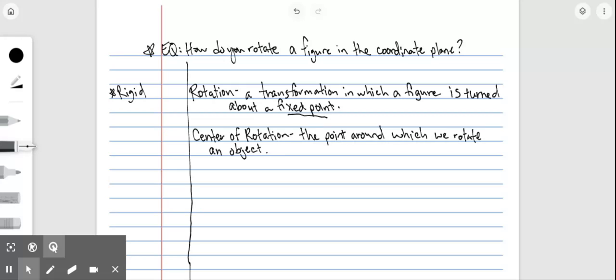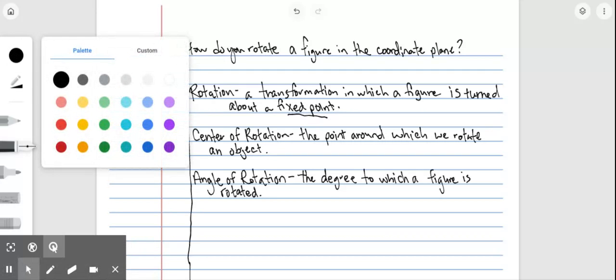And then last but not least, we need to know exactly how far we're rotating an object. So that is called the angle of rotation. The angle of rotation is how far around the center of rotation we rotate the original figure. All right, I know, three big vocab words there.